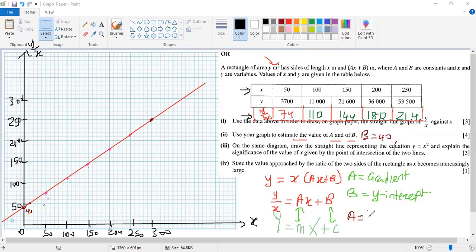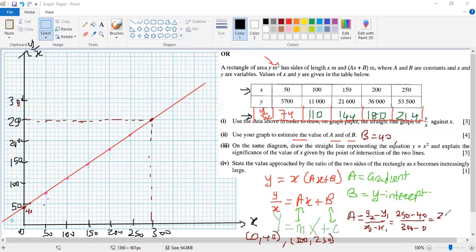So the value of a, the gradient, will be y2 minus y1 over x2 minus x1. Let's take two coordinates. As you can see, x is 0, y is 40 at the intercept, and up here this is 300 and 250. So x and y: 250 minus 40 over 300 minus 0. When you subtract that, you realize that this is 210.